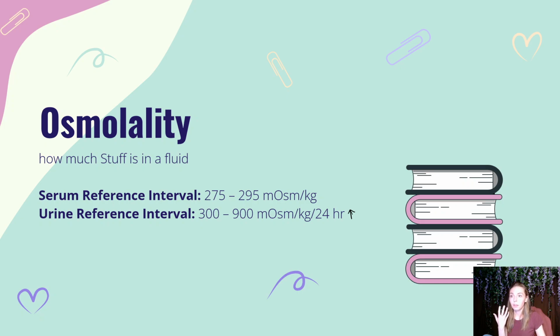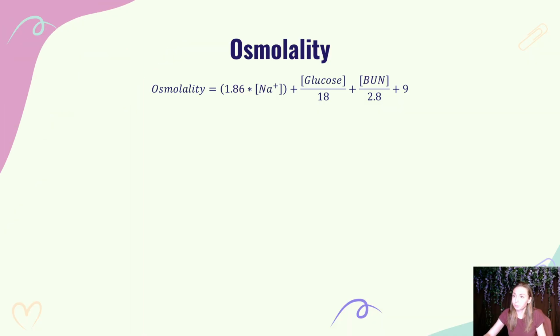On the other hand, if your serum reference interval for osmolality is too high, it could be indicative of the fact that you're not excreting enough stuff through your urine. It could be you're dehydrated and your serum is concentrating down, et cetera, et cetera. There's a lot of things that can come into play and impact your serum versus your urine reference interval for osmolality. We'll get into it.